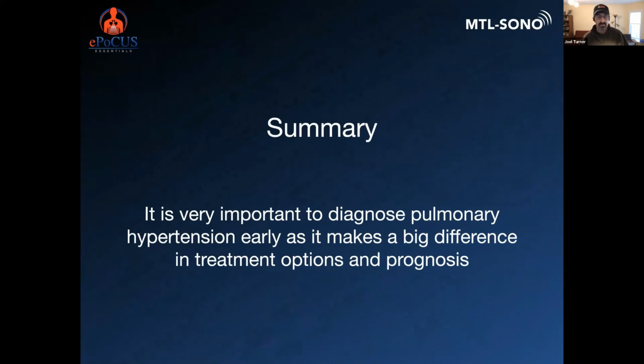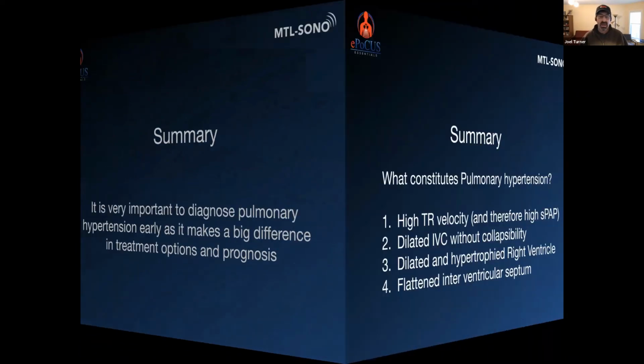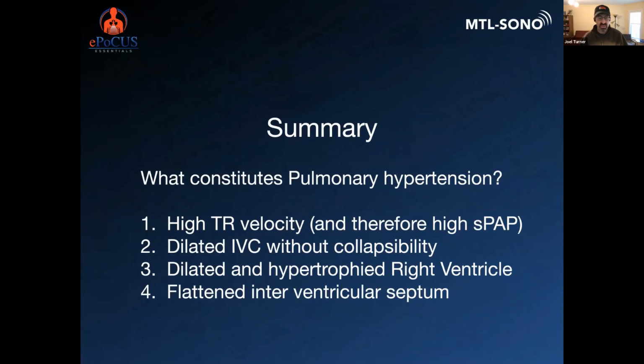So, like I said, it's very important to diagnose it. It will make a difference in your treatment options and your prognosis in patients. And like I said, the things you want to see: look for high TR velocities. You want to look at the IVC to see if it's dilated and whether it collapses. Does the RV look dilated and hypertrophied, and look at that interventricular septum.